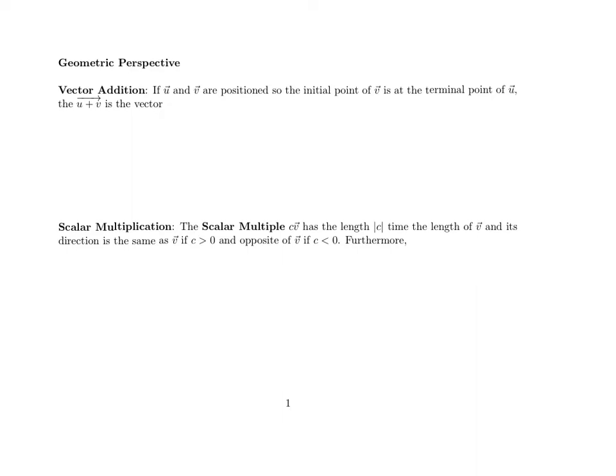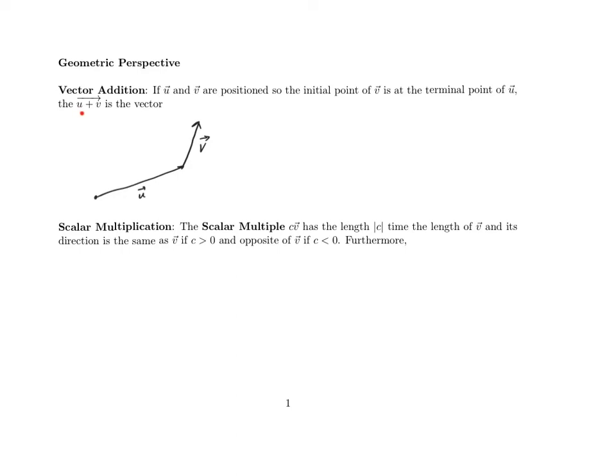All right, so let's get a picture to go along with these words. We have the vector u, and we want to position the vector v so that its initial point, where it starts, is where the vector u finishes. So what we have in this diagram now is the initial point of v is at the terminal point of u.